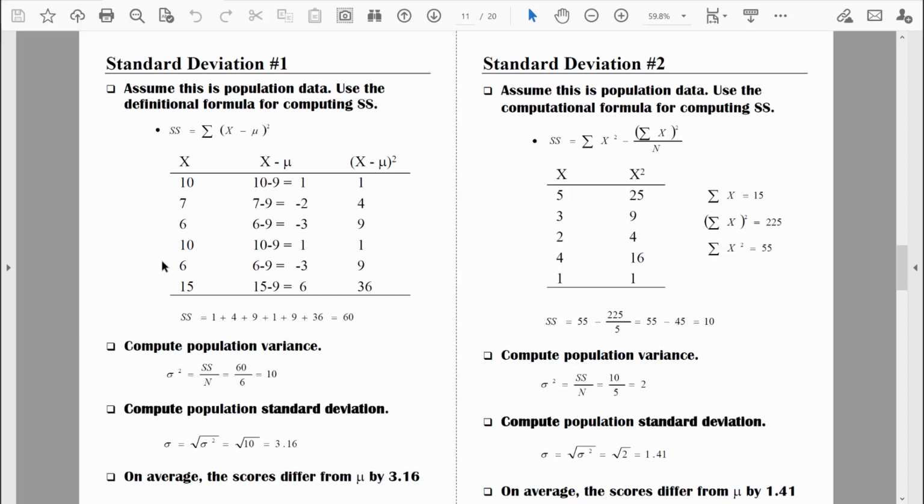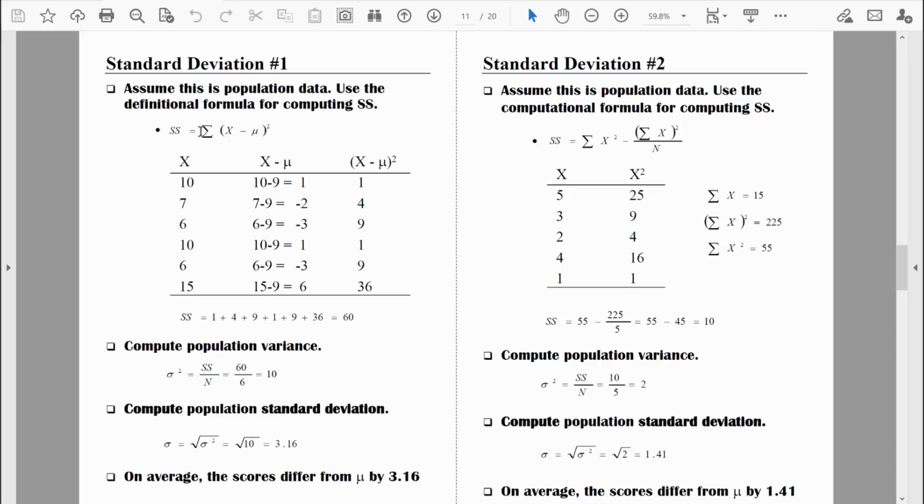And that's because the notation that's used in the formulas and the actual formulas that we use do depend on if we've collected the data from an entire population or from a sample. So in this video, we're going to focus on population data. For this particular example, we're asked to assume not only that it's population data, but we're asked to use the definitional formula for computing sum of squares.